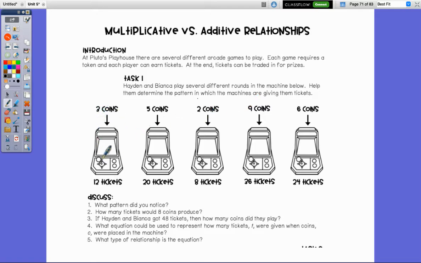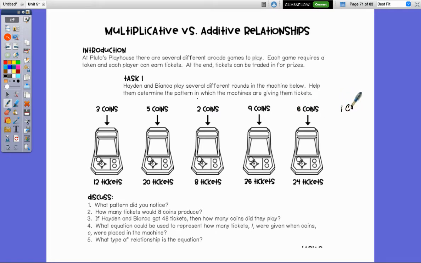Okay, so I have 3 coins to 12 tickets, 5 coins to 20 tickets, 2 coins to 8 tickets, 9 coins to 36 tickets, and 6 coins to 24 tickets. So when we're looking at these, they all have something in common. What is our pattern? What can I do to 3 to get to 12, and to 5 to get to 20, and to 2 to get to 8, and to 9 to get to 36, and to 6 to get to 24? You can multiply by 4, okay?